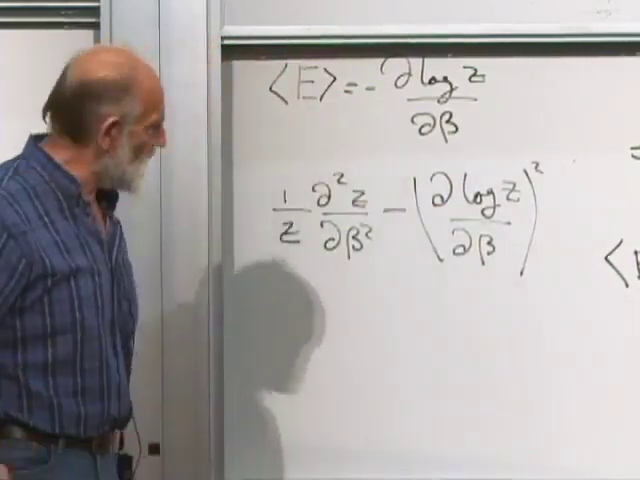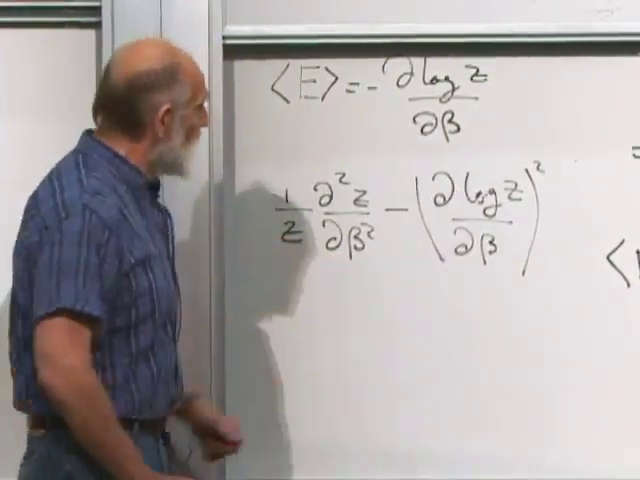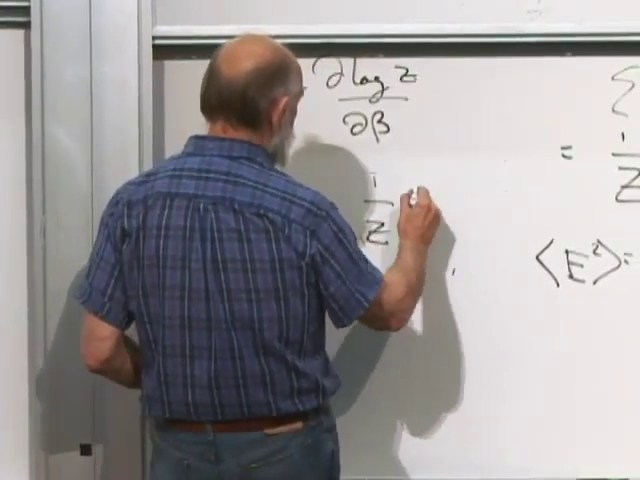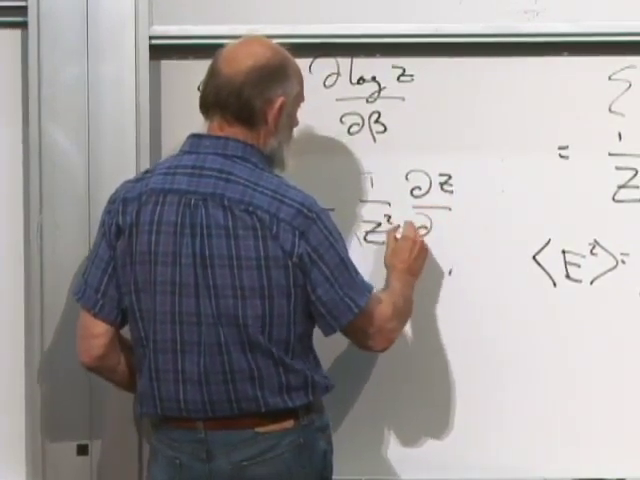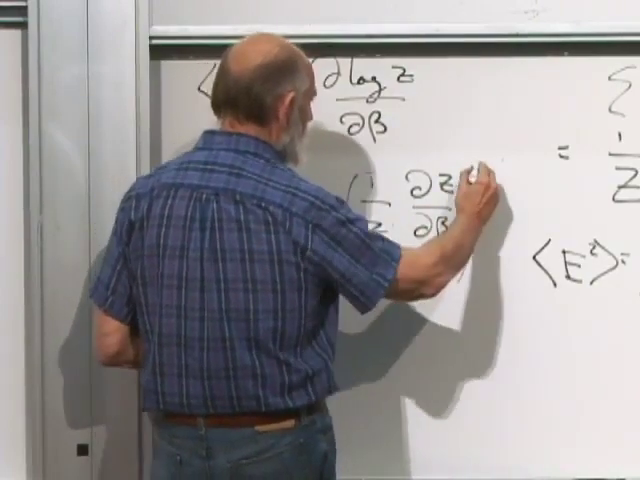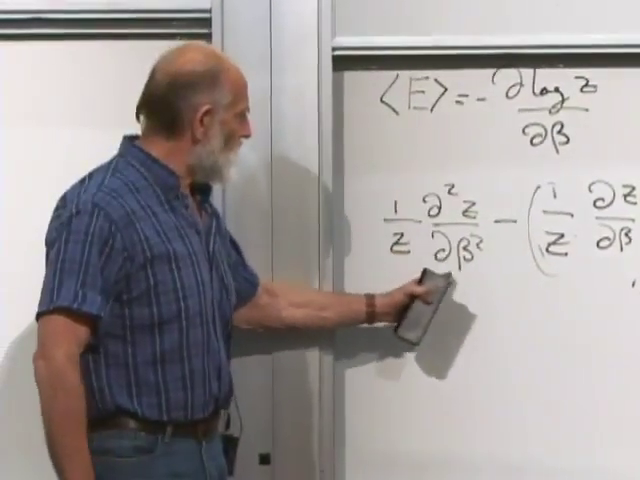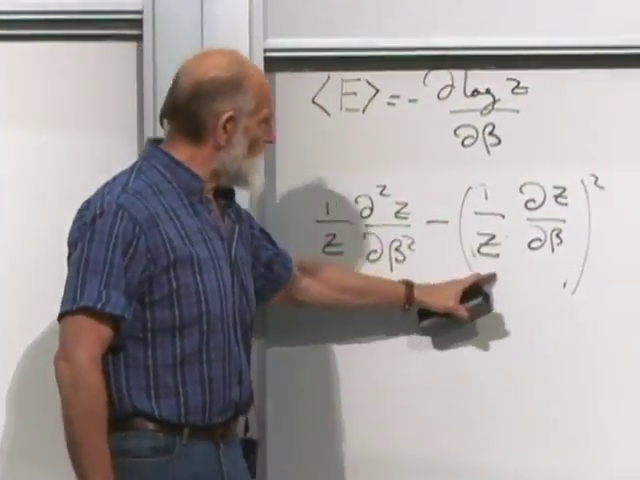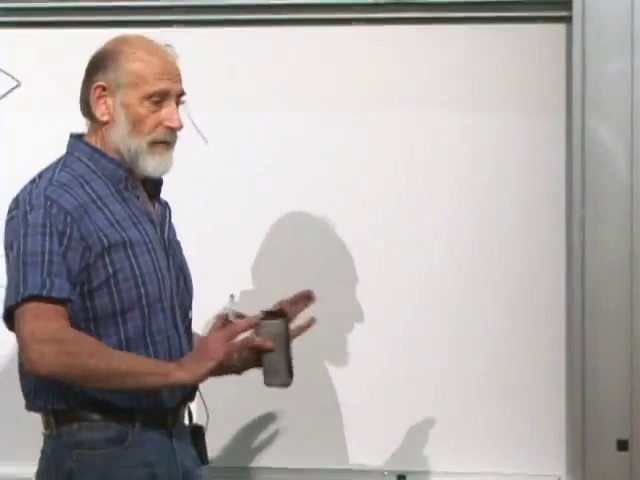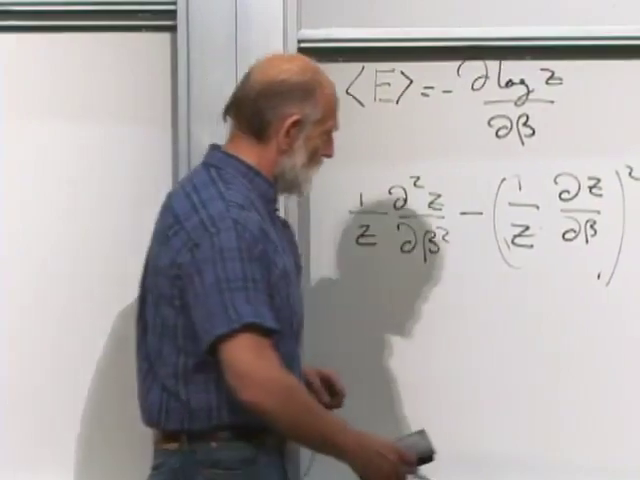squared. In fact, let me write this slightly differently. d log Z by d beta is 1 over Z dZ by d beta. So actually this is just 1 over Z dZ by d beta, squared. So it's the difference between 1 over Z times the second derivative of Z with respect to beta minus 1 over Z squared dZ by d beta squared. That's the variance. We're not finished with it yet. This is simpler than it looks.